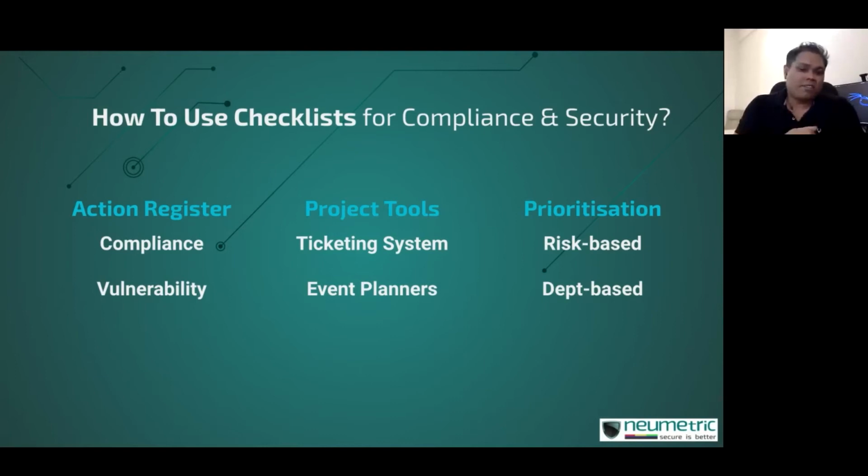So ticketing system and event planners are kind of your next level of your action register, right? Your action register is basically tracking things. Your ticketing system and your event planners can be connected to your action register and automatically take up certain things that do not need to be done manually. Another way of managing your checklist and the volume of effort is you can either take a risk-based or a department-based prioritization approach.